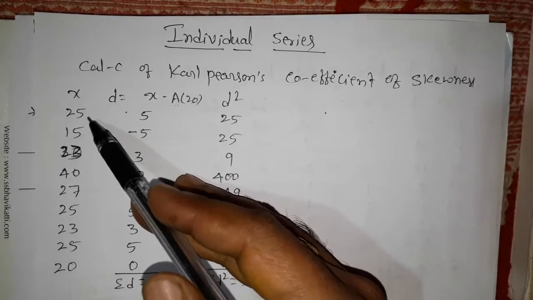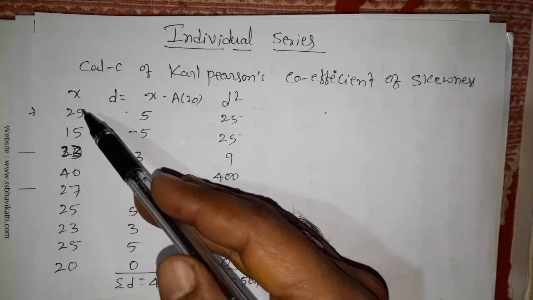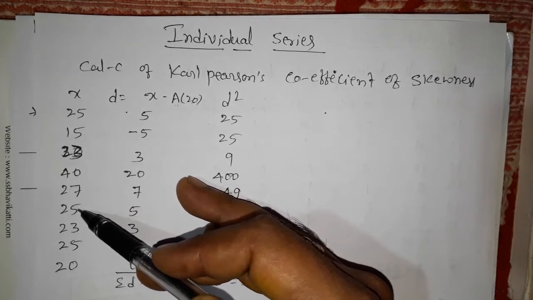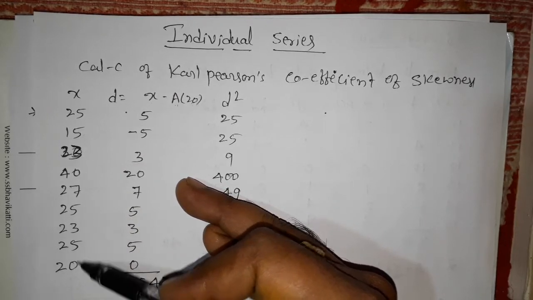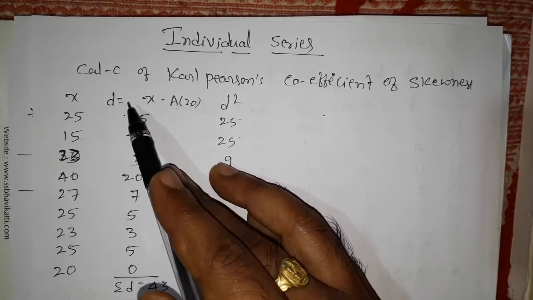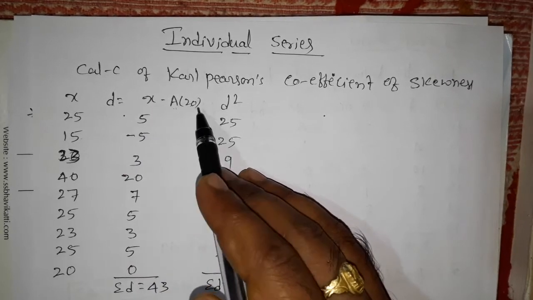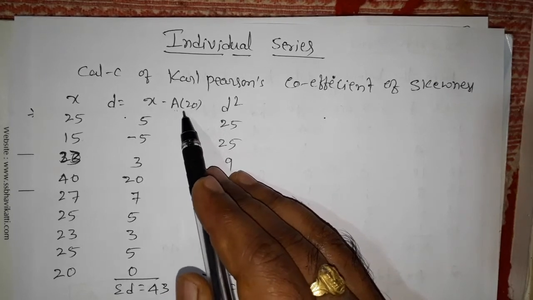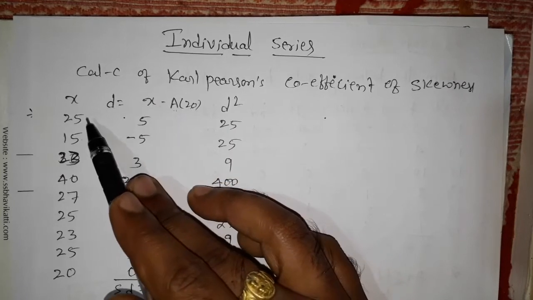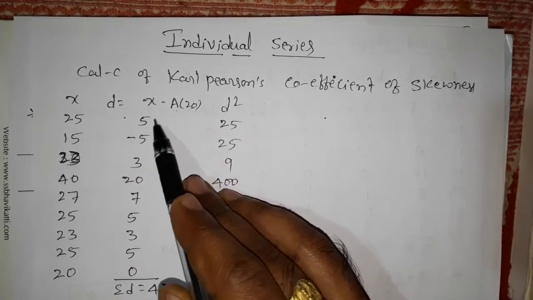So the x values provided in the problem are 25, 15, 23, 40, 27, 25, 23, 25, 20. We need to go for the deviations for this one. D is equal to x minus A. I have taken the assumed mean A as 20. You may take any value. The x minus A, it means A is 20.